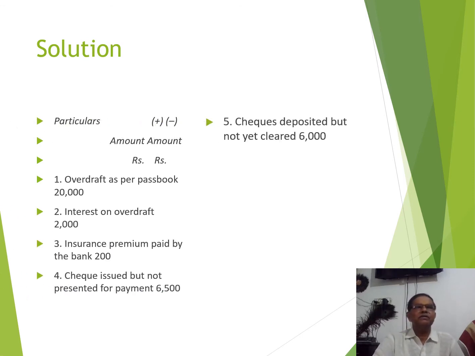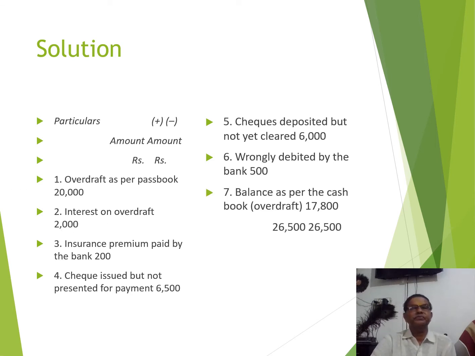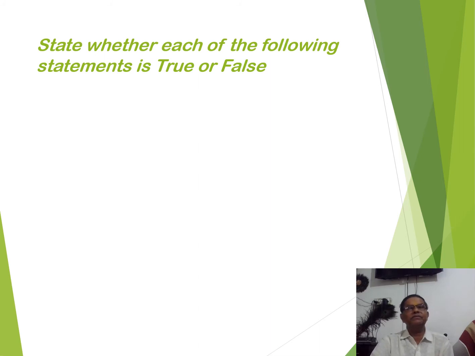As per the simple balances, in case of an overdraft we reverse, and this is the same as the positive balance of the cash book or debit balance of the cash book. Here the overdraft as per passbook is given, then interest on overdraft, insurance premium paid, and cheque issued but not credited. So we deduct and add, and we get the balance.